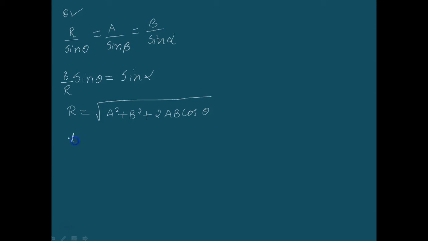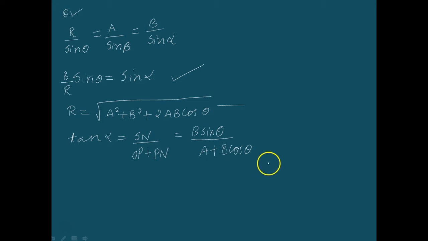And we can write tan alpha as SN by OP plus PN. So SN can be written as B sin theta. We know this, isn't it? And OP can be written as the vector A, and PN is nothing but B cos theta. So using the equation of this R, the magnitude of R, we can find the magnitude, isn't it? And using the equation B by R sin theta is equal to sin alpha, as well as tan alpha is equal to B sin theta by A plus B cos theta, we can find the direction, okay.